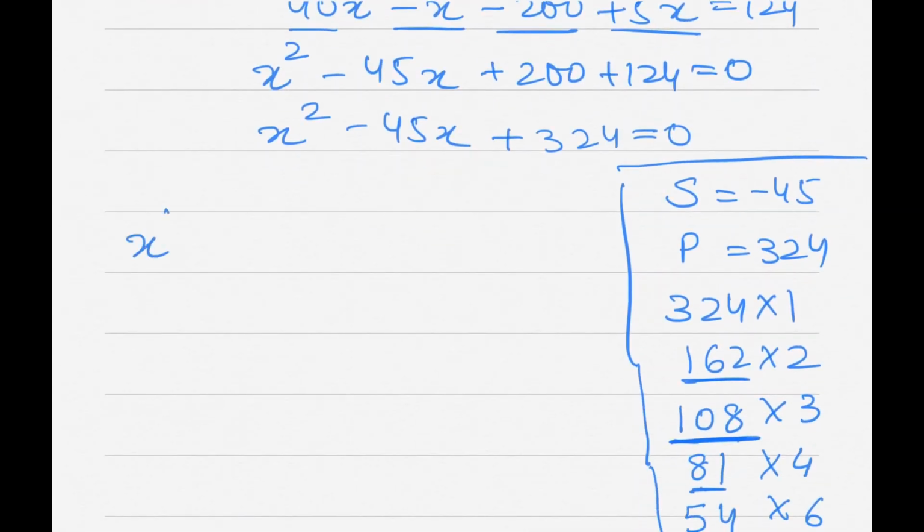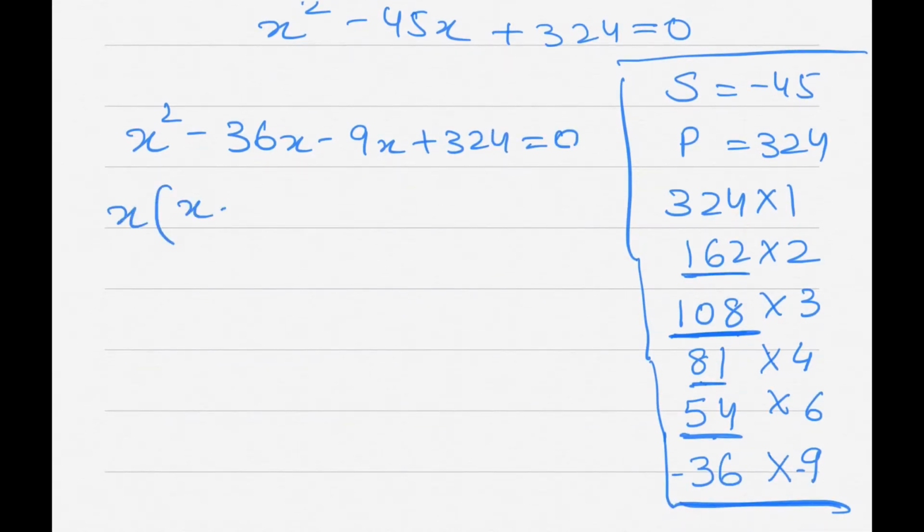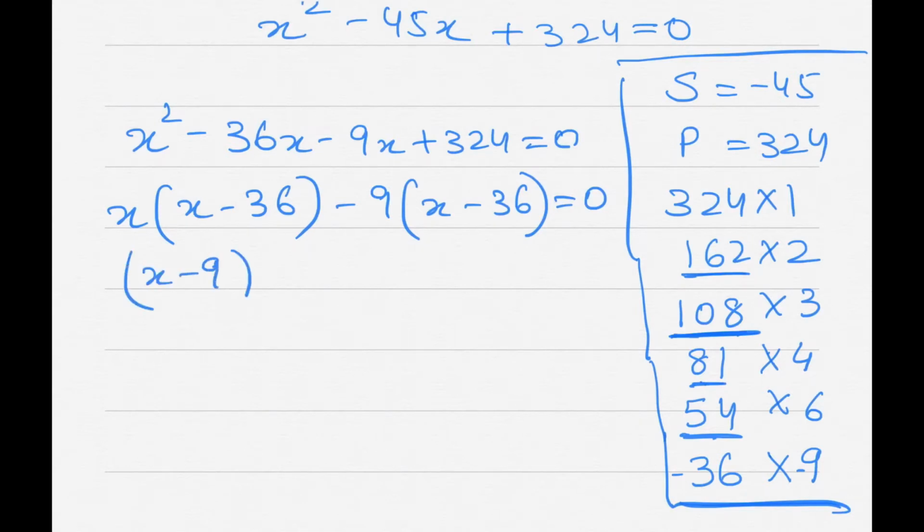Okay, so x square minus 36x minus 9x plus 324 is equal to 0. Now x is common here, so x minus 36, minus 9 is common, x minus 36 is equal to 0. So my factors for this equation would be x minus 9 and x minus 36, and that is equal to 0. So I have to solve the equation, right? I have to find the roots, or the answer to the question. So my x is equal to 9 and 36, correct?